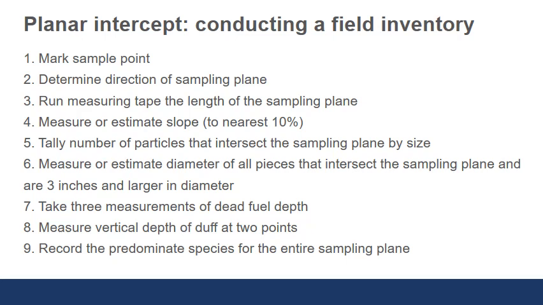Step 8 is to measure the vertical depth of duff at 2 points. This measurement is typically located at 1 foot from the plot center and then between 3 and 5 feet from the first measurement. If trees, logs, or stumps occur at the point, you can offset 1 foot perpendicular to the right side of the sampling plane. The final step is to record the predominant species for the entire sampling plane. If several species exist, estimate the proportion of the 2 or 3 most common species.